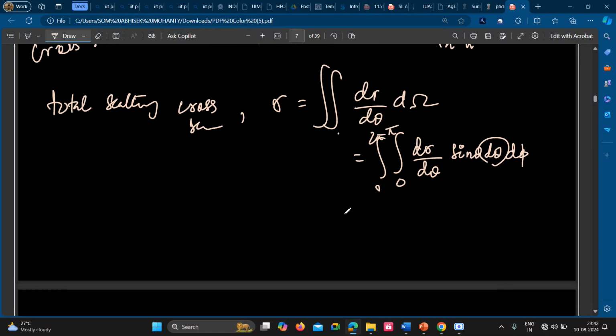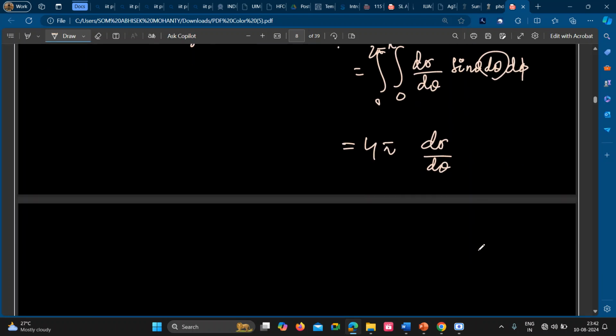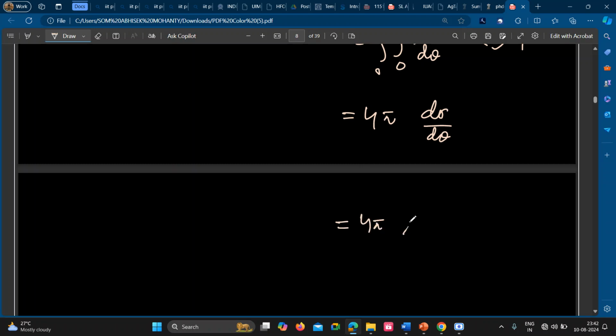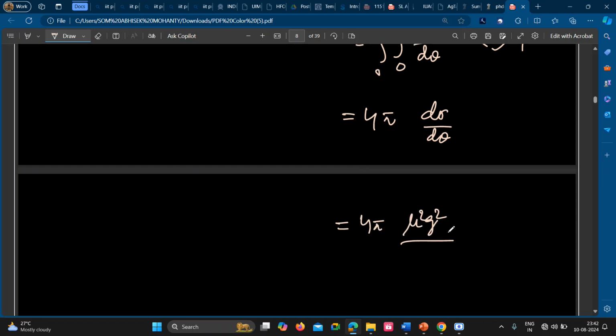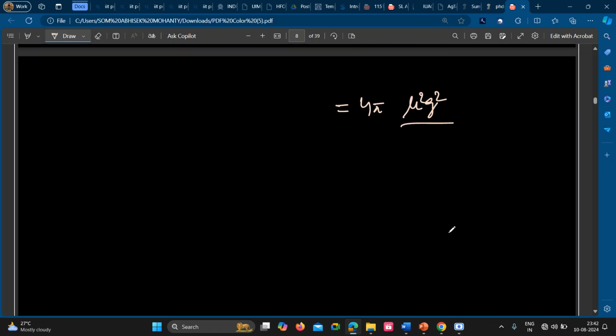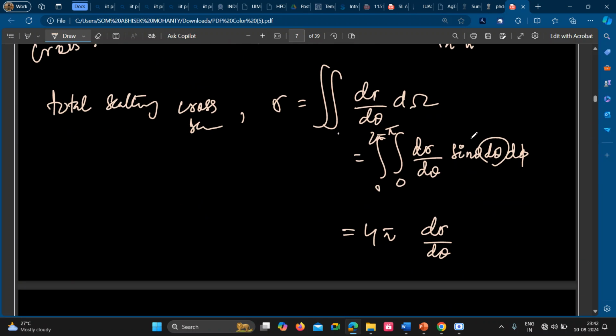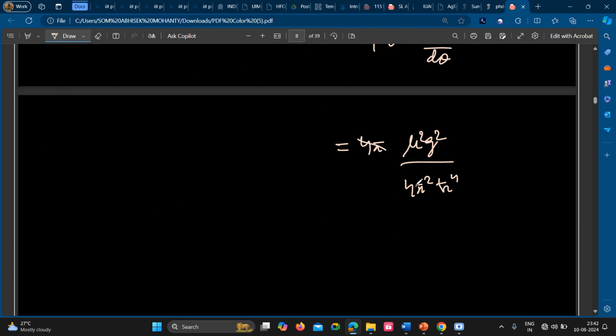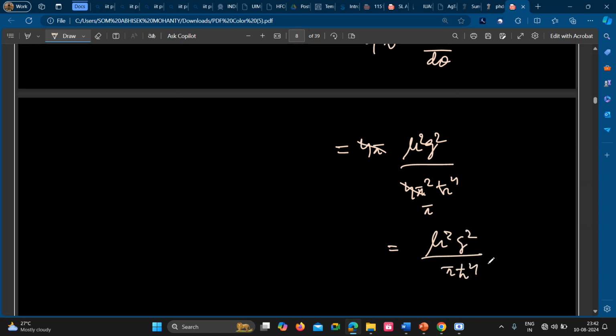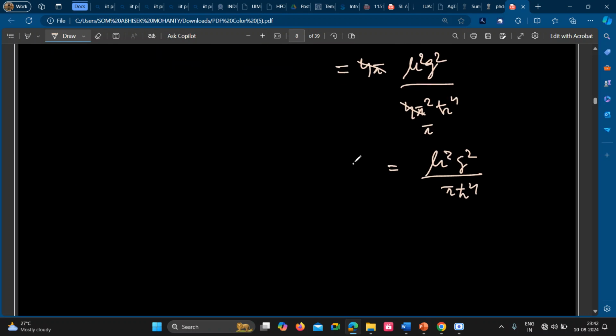So usually this answer is 4 pi into d sigma by d omega. So 4 pi into whatever we got, mu square g square divided by 4 pi square h cut 4. Sorry, my bad. Yeah, that's correct. So 4 pi will be cancelled and only pi will remain in the denominator. So mu square g square divided by pi is your answer for the total scattering cross section. I hope you understood.